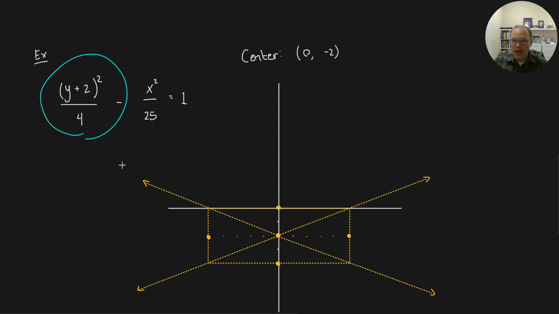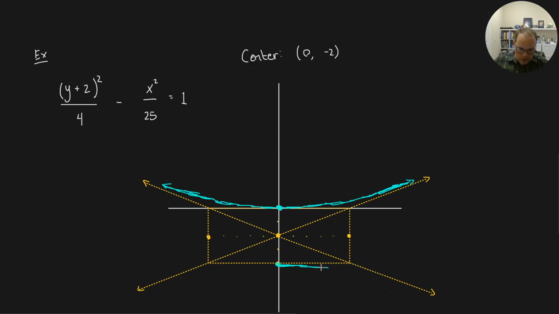Now, because the y term is the positive term, I'm opening in the y direction, up and down. So I'm going to draw from these points, those are my vertices. I'm going to hug the asymptotes. And hard to do when it's this wide. Close enough. Really wide opening hyperbola.